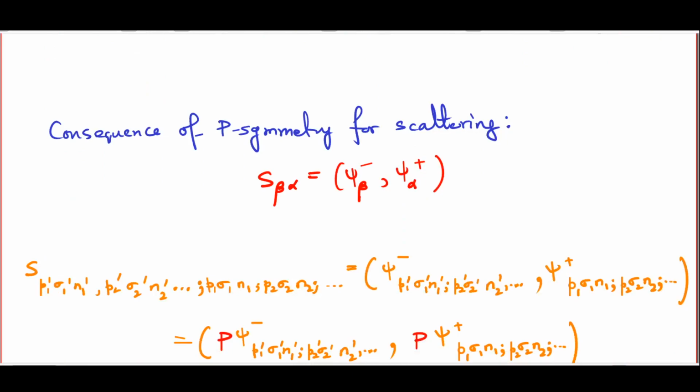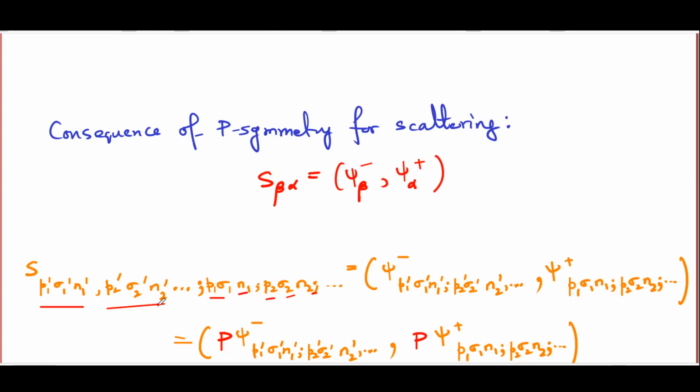So, in order to see this effect, let us take a look at the specific element with alpha and beta expanded out to write down the individual particle labels. S P1 prime sigma 1 prime N1 prime P2 prime sigma 2 prime N2 prime dot dot dot, then P1 sigma 1 N1 P2 sigma 2 N2 dot dot dot, which of course means that we are talking of a situation where the in state had particle labels given by P1 sigma 1 N1 P2 sigma 2 N2, and the out states had these prime labels.